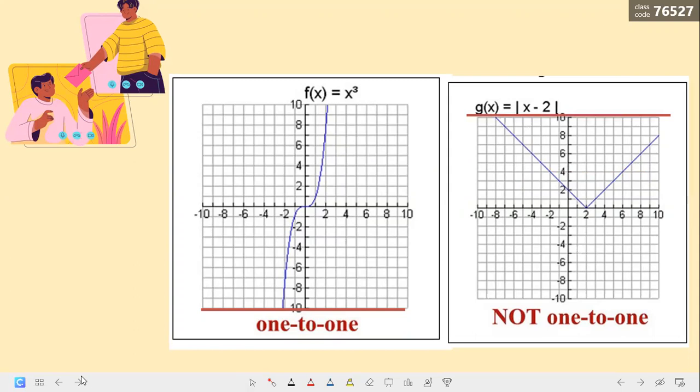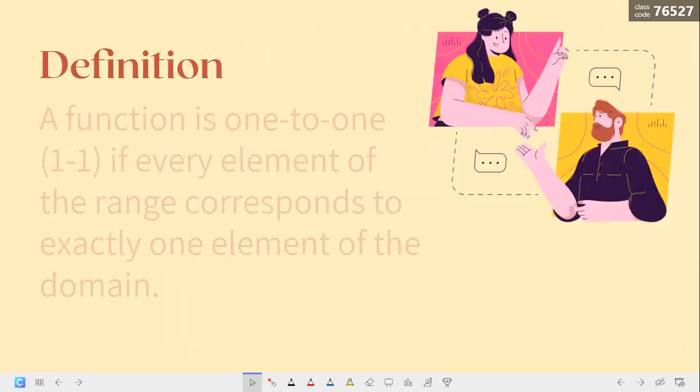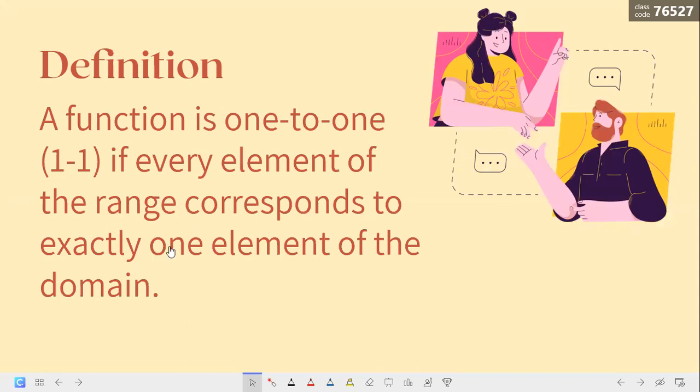So that's the function given. Ayun po yung absolute value. Okay. So in terms of, it is a function if every element of the range corresponds to exactly one symbol natin, ha? Siyempre, 1 and then dash 1. So again, if every element of y corresponds to one value of x, then it is a one-to-one function.